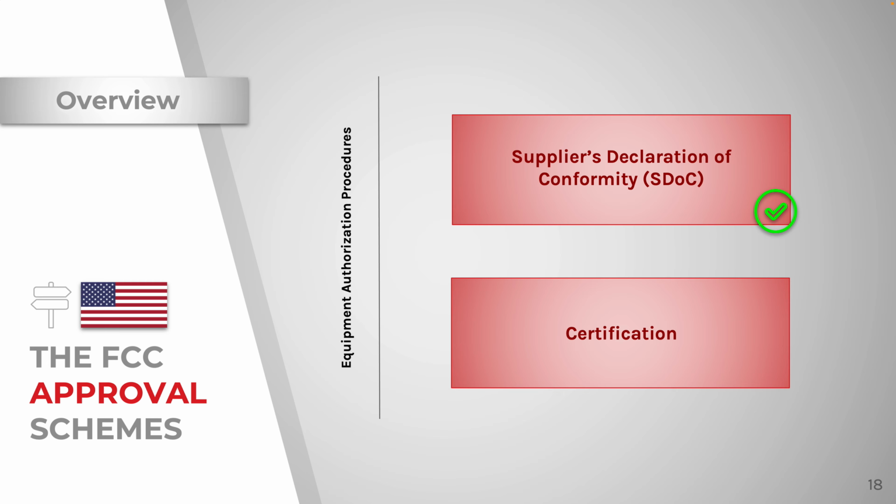We know that the FCC has 2 different approval procedures for equipment authorization, and that's Certification and Supplier's Declaration of Conformity, SDOC. We have just detailed the requirements for the SDOC approval scheme. Now, let's move on to the certification procedure.